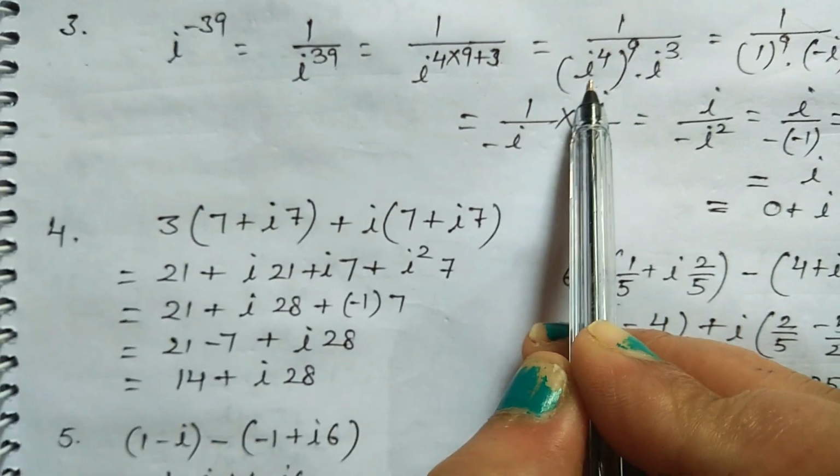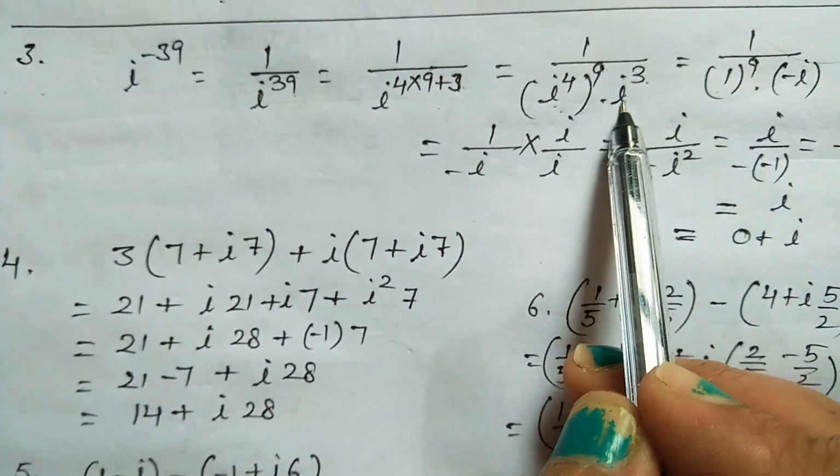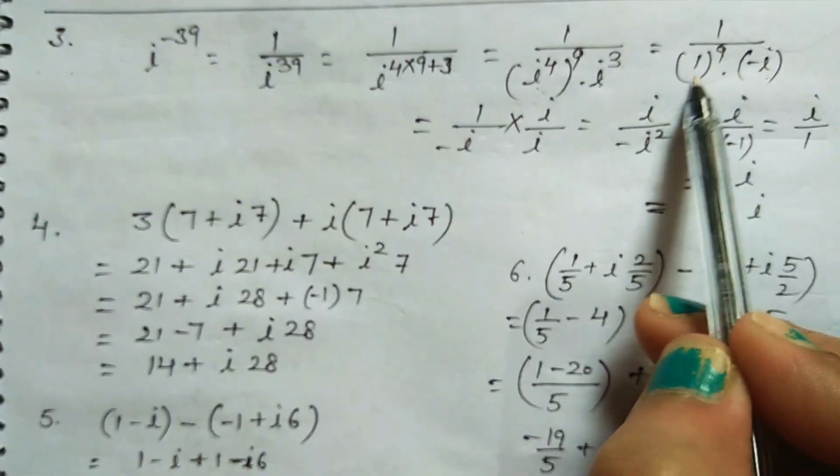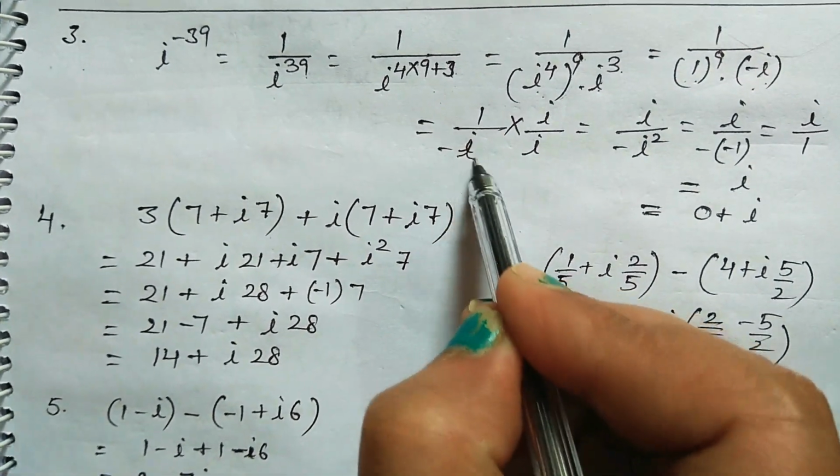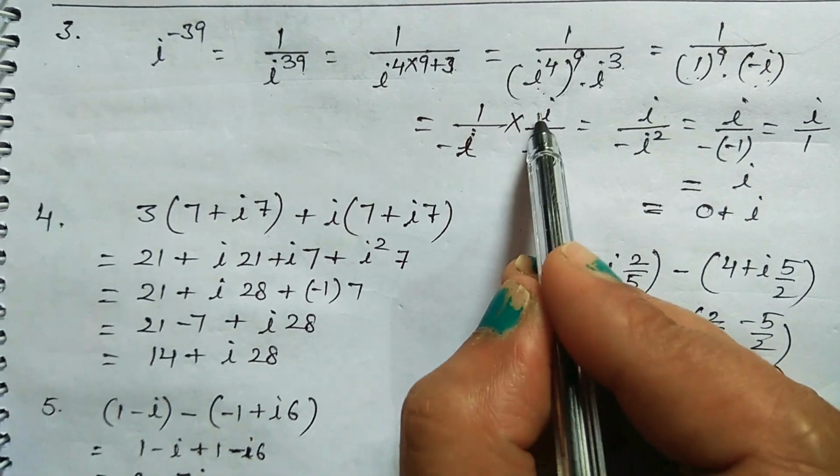And what is iota power 4? 1. 1 power 9 and iota cube is minus iota. So 1 power 9 is 1. It will be minus iota. If the denominator has iota, firstly rationalize it.